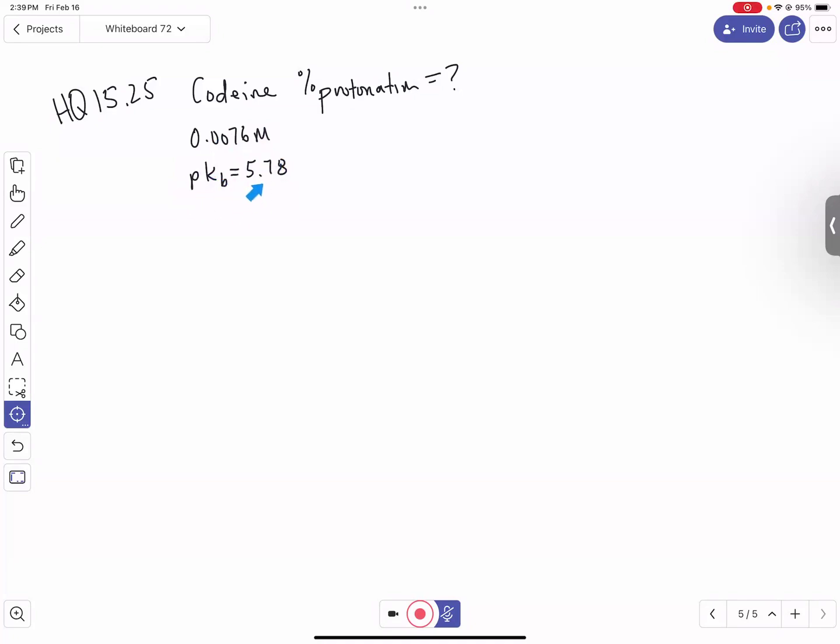We haven't seen pKb before, but we do know what the lowercase p means, right? The pKb is basically the negative log of my Kb. So we can get the Kb out of this. We need the Kb. So Kb would just be 10 to the negative pKb. We can get our Kb. All right, and we need that for this.